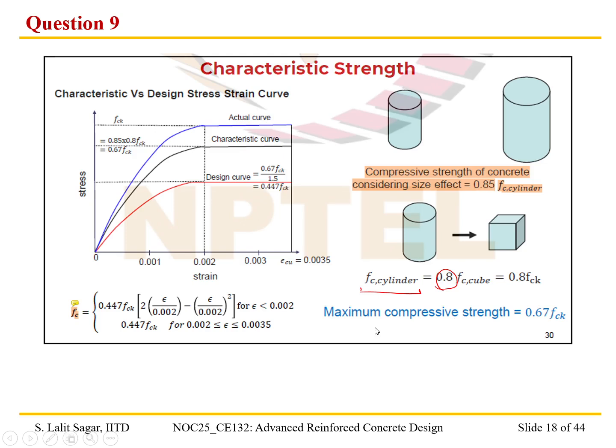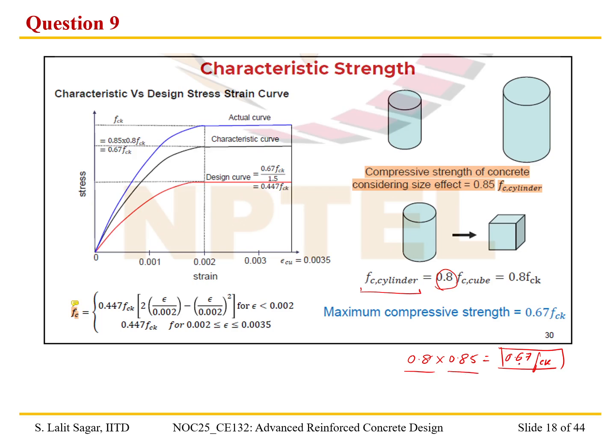If you are wondering how we are going to obtain this 0.67, this is the hint. From the value of fck to the real life structures, first we multiply the cube strength by 0.8, then we multiply it by a factor of 0.85. So 0.8 into 0.85 gives us the factor of 0.67 fck. That is how we account for the cube strength to the cylinder strength, and then 0.85 to accommodate the size.